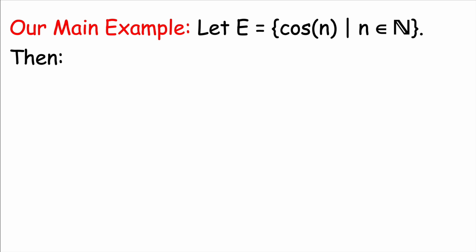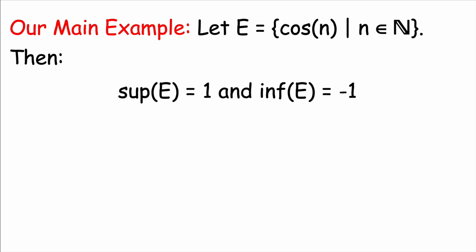But now we're on to our main example. Let E be the set of outputs of the cosine function as the inputs n range over the natural numbers. So this includes cosine of 1, cosine of 2, cosine of 3, cosine of 4, etc. Then our claim is that the sup of E equals 1 and the inf of E equals negative 1. This is by no means obvious.